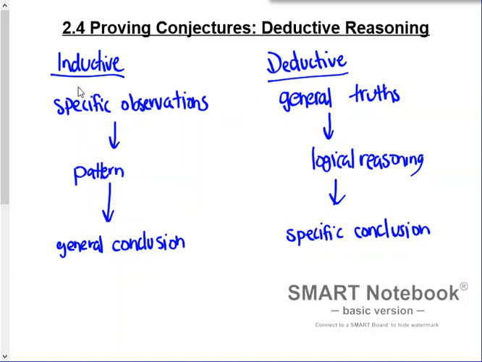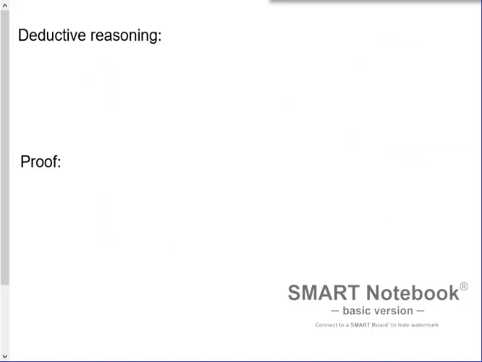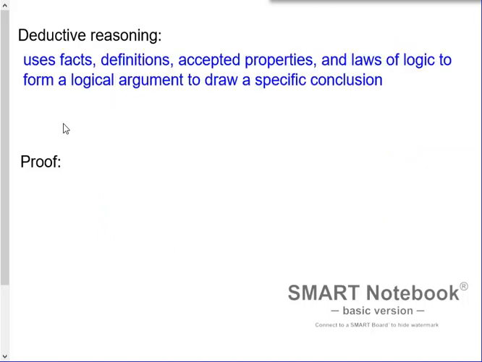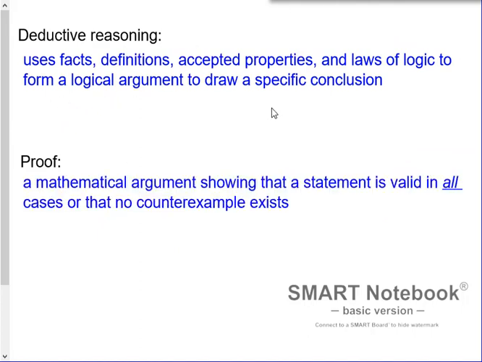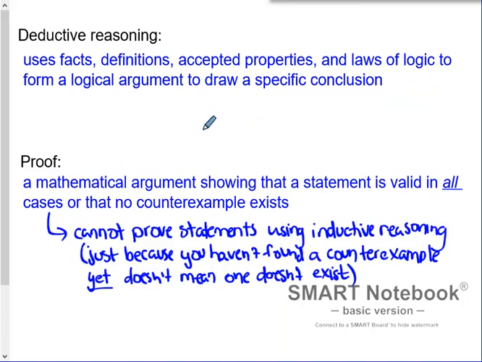Okay, so in inductive, we go from specific to general. In deductive, we go from general to more specific. So deductive reasoning uses facts, definitions, accepted properties, and laws of logic to form a logical argument to draw a specific conclusion, and a proof is a mathematical argument showing that a statement is valid in all cases or that no counterexample exists.